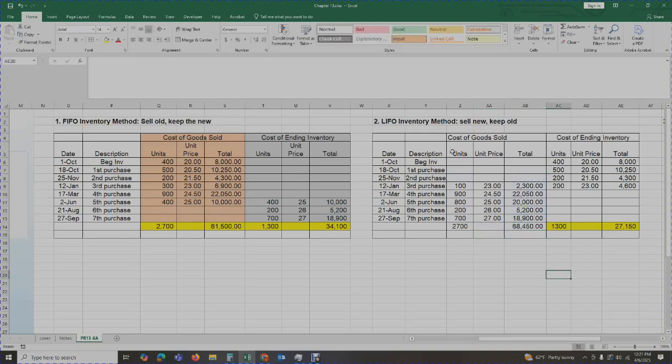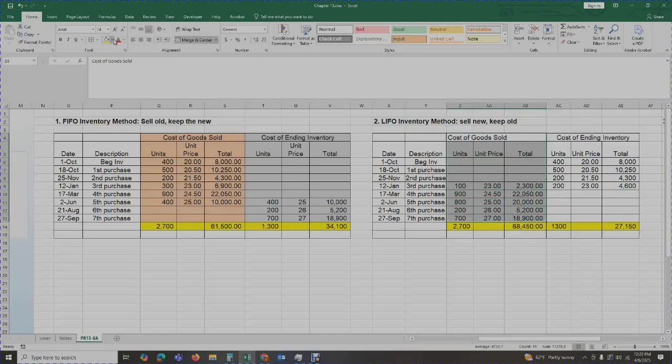Okay, so for my units, I have 2,700 units that I've sold. Those 2,700 units were valued at 68,450. Okay, so the units that we sold, there we have the same quantity, but the dollar amount is higher. Why? Because I'm selling my newest inventory, which is more expensive. Remember, on the LIFO, you sell the new, you keep the old. So I'm selling my newest inventory, and this is what we're keeping. We're keeping the oldest inventory. So my 1,300 units that I have at the end of the year are 1,300 of my oldest inventory. Okay, so just keep that in mind.